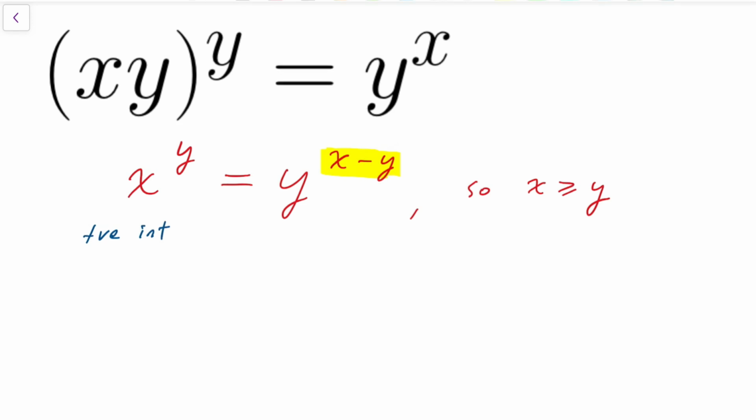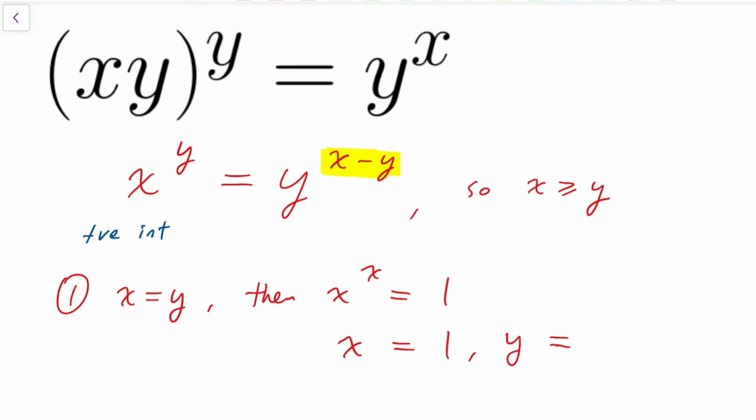Then we can divide this equation into two cases. The first case is when x equals y, and of course the second case would be x is larger than y. So for the first case, if x is equal to y, then the exponent on the right is 0. Then x to the power x equals y to the power 0, and that's 1. And from this, the only solution would be x equals 1. And of course, at the same time, y also has to be equal to 1. Then we quickly finished the first case.